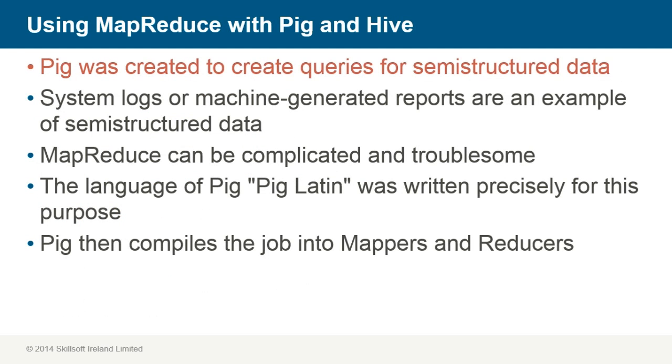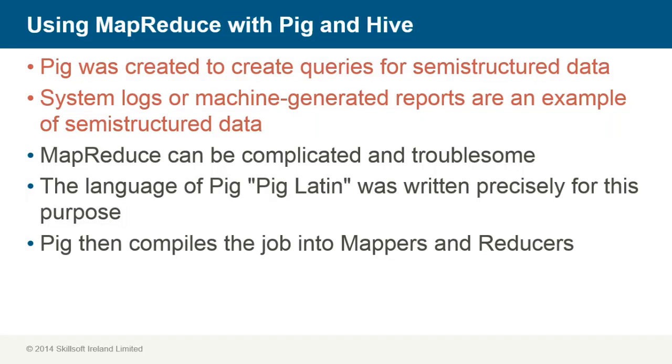Pig was created to create queries for semi-structured data, such as flat ASCII files. Many organizations have system or machine-generated data saved away in flat files. System logs or machine-generated reports are an example of semi-structured data. Semi-structured data might have a predefined format, perhaps as tab or comma delimited files. The core MapReduce engine within Hadoop is architected to analyze this massive amount of semi-structured information.